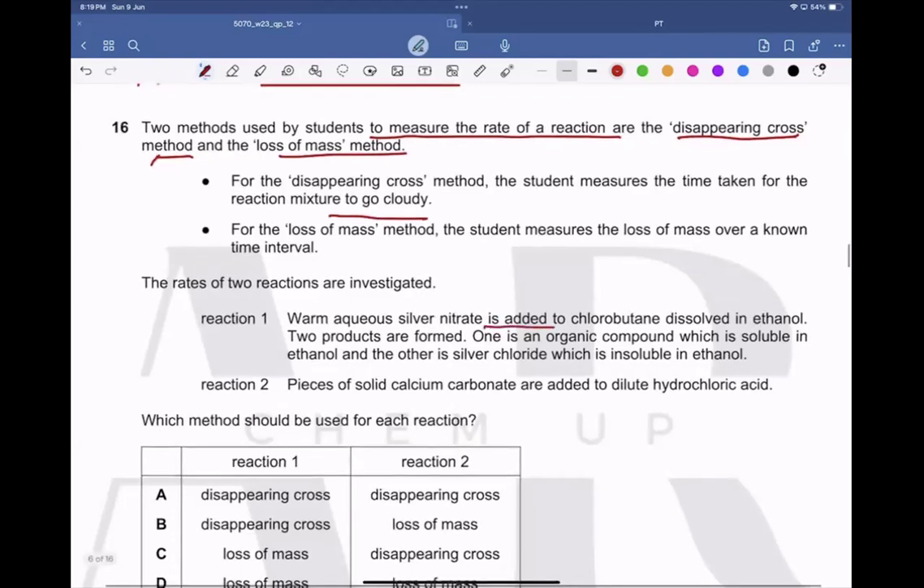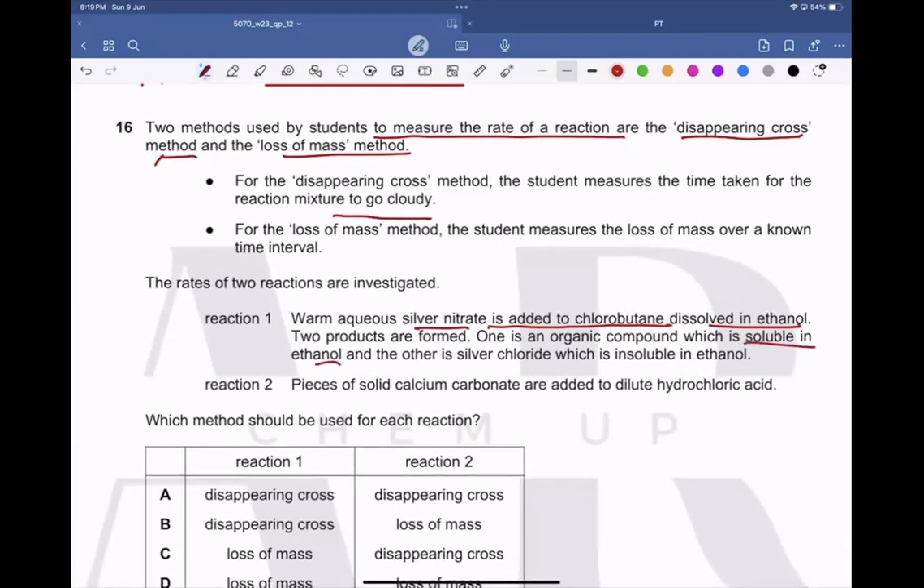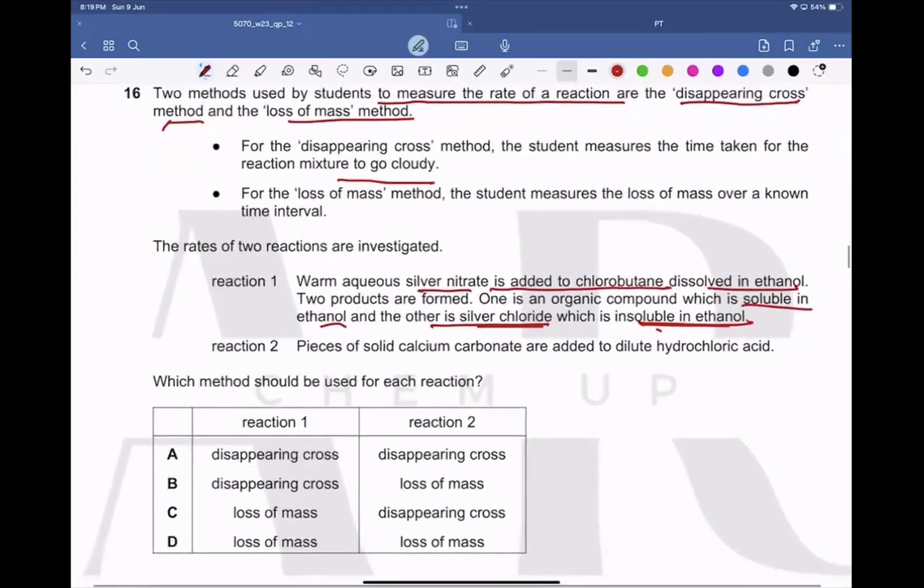Warm aqueous silver nitrate is added to a chlorobutane dissolved in ethanol. So see, chlorine is bonded to an organic compound and we are adding silver nitrate. Two products are formed. One is an organic compound, which is soluble in ethanol, and the other is silver chloride, which is insoluble in ethanol. So see, silver chloride is formed, which they are saying is insoluble in ethanol. So it means that the mixture would go cloudy.